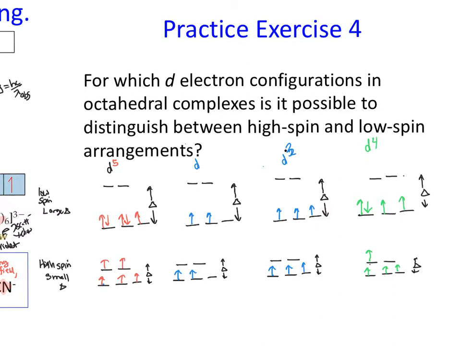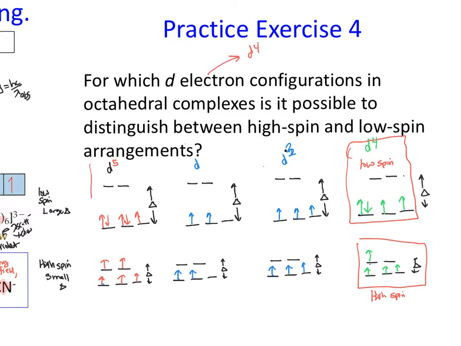So going back to what the question is asking, for which d electron configurations in octahedral complexes is it possible to distinguish between high and low spin? Looking at D4, I can see when I have low spin and high spin, there is a difference. And we can see how D5, this is my low spin versus my high spin, we can tell a difference.